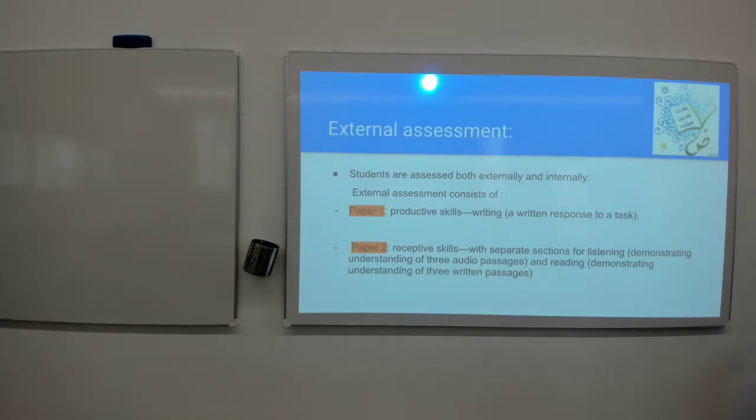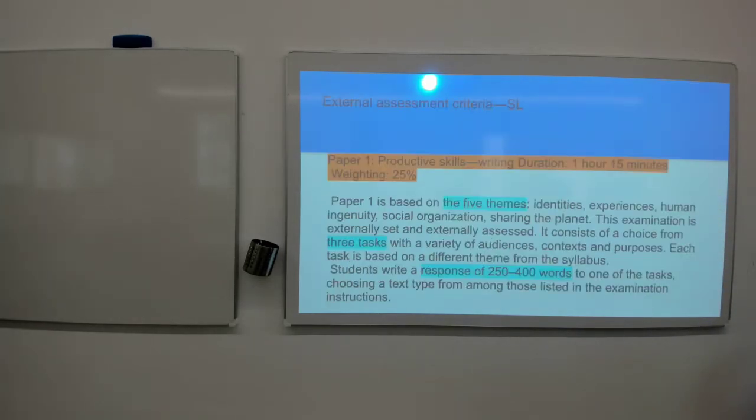In Arabic language B, as in all other IB subjects, we have external assessment and internal assessment. The external assessment consists of paper 1, productive skills, and paper 2, receptive skills. In paper 1, let me talk about just the SL level.